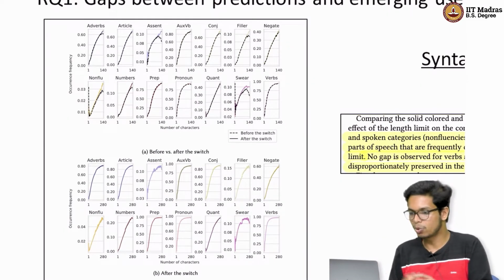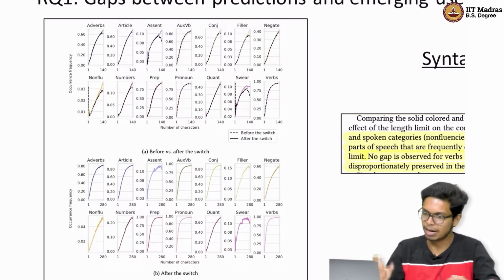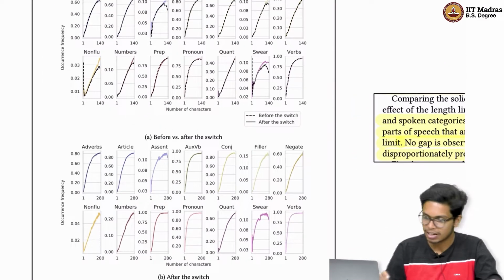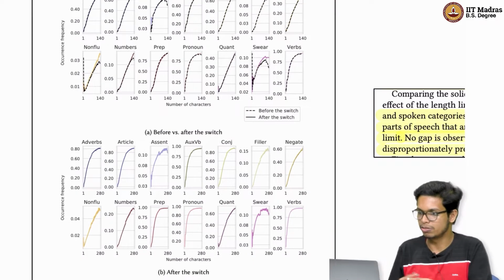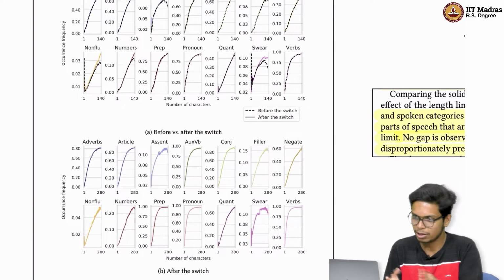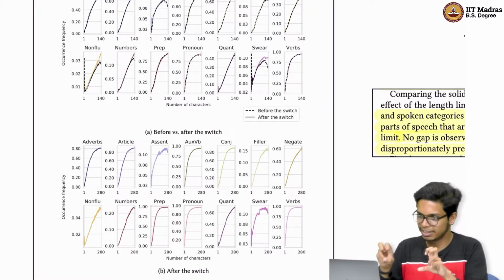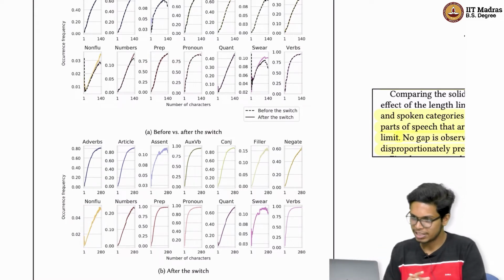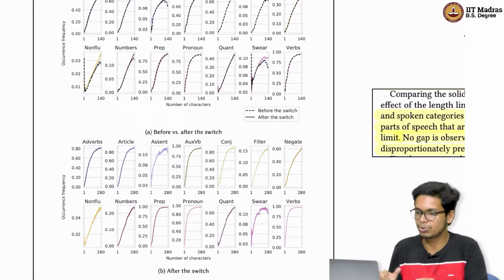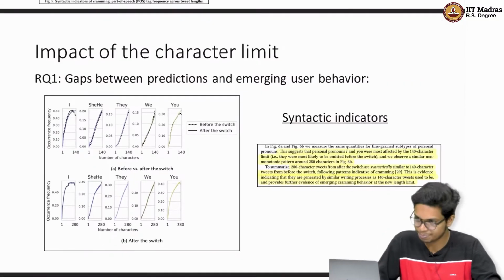The interesting thing to note here is that, contrary to what Twitter engineers had believed, after the switch happened, if you look at the B part of the figure, even the 280 character limit saw a lot of people cramming their content. Instead of 140, a lot of people were now cramming into 280. Again, a lot of people were removing fillers, adverbs, conjunctions, basically the non-essential parts of speech. What you can see from this graph is that no gaps were observed for verbs and negations, which are very essential to what you want to communicate on Twitter or in any language.